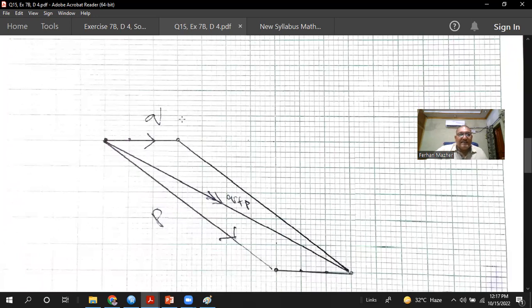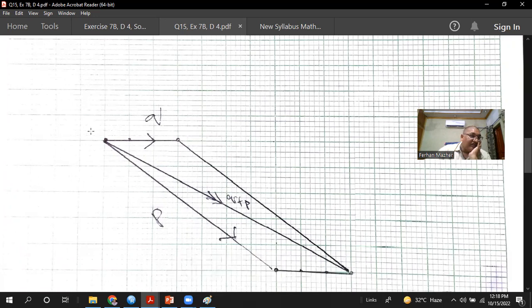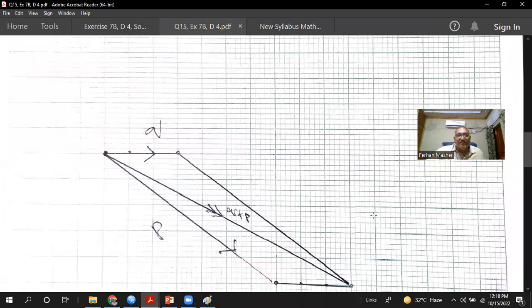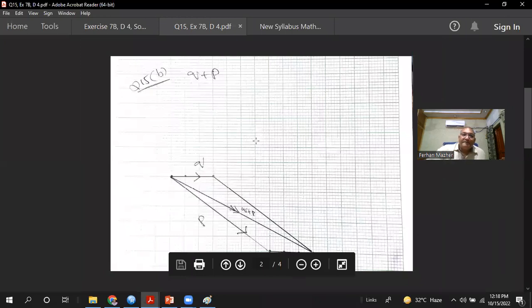So the Q here, same Q I will draw here. And once this is done, I will join these 2 points. And once this is done, the parallelogram will be completed. Where the tails are joined, I will join it with the opposite corner. And that will be my result. So that will be Q plus P. This is how you will do this with the parallelogram law method.